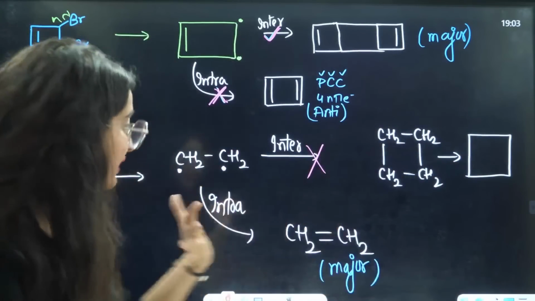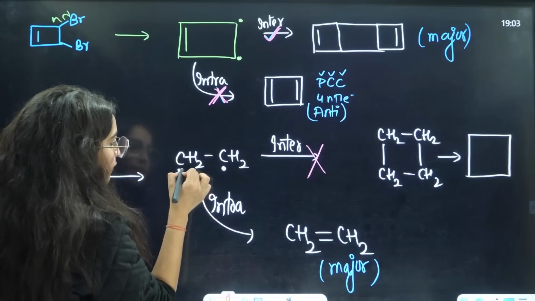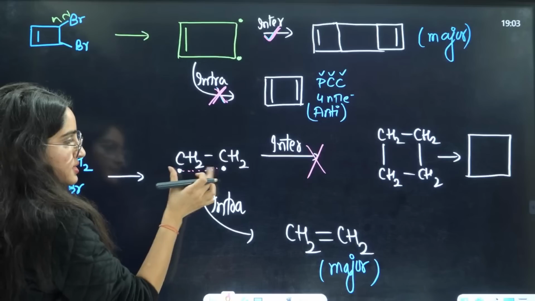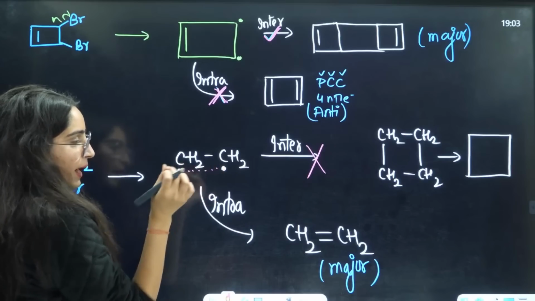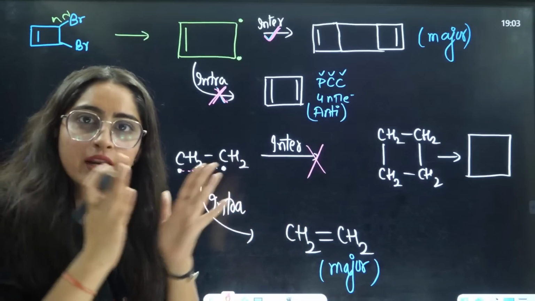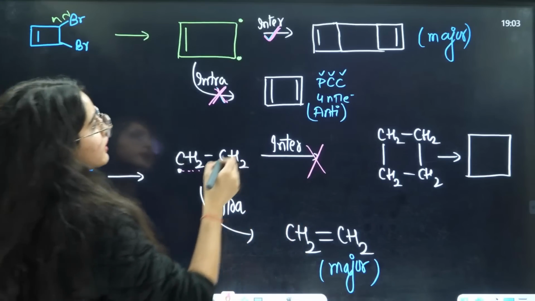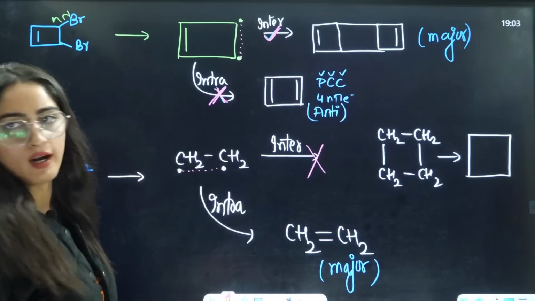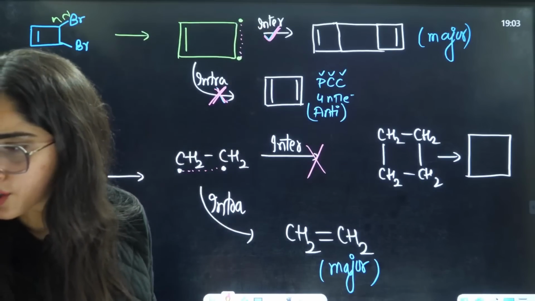How is intra formed? Intra is formed by this thing, when in one molecule they both combine together. This is intra. These two dots are combining together, within the molecule. These two free radicals are combining together. Here also, when these two dots combine together, this is your intra. Okay? Understood?